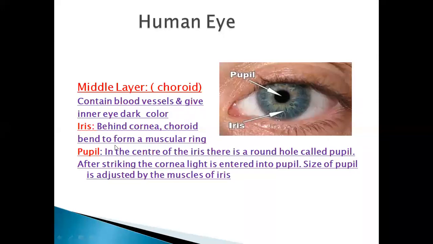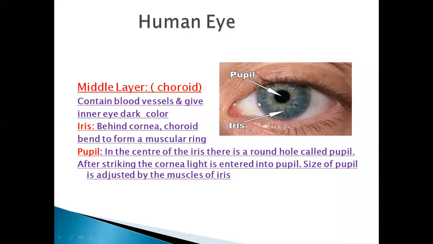What is the function of the iris? Right after the cornea, the choroid, or you can say the middle layer, bends to form a muscular ring. It is called the iris. So what is the iris? It is a muscular ring. Here it is, the muscular ring. And what is the pupil? That is the second part of the middle layer. In the center of the iris, you can see, this is the iris, and in the center of the iris, there is a round hole called the pupil.